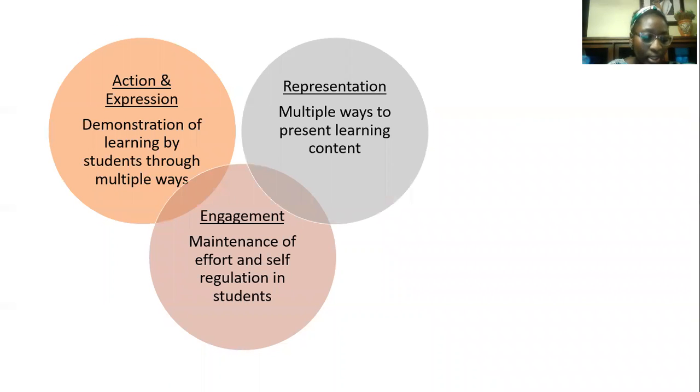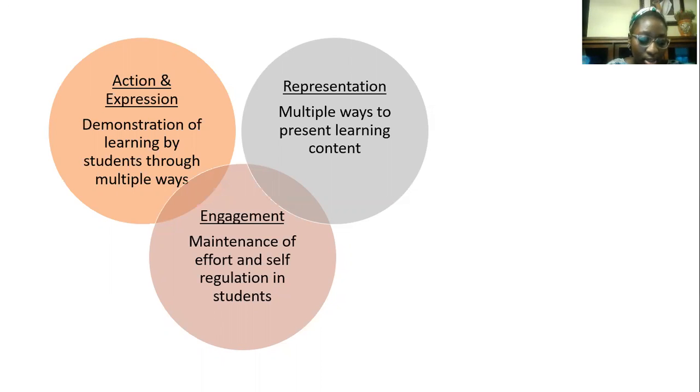The third one is representation. It answers the what of learning. Information and learning content should be presented in more than one way, and there are multiple options for customizing instructional delivery, from offering alternatives for auditory or visual information to guiding information processing and manipulation. So this diversity in how students get new information helps them to be resourceful and knowledgeable learners.